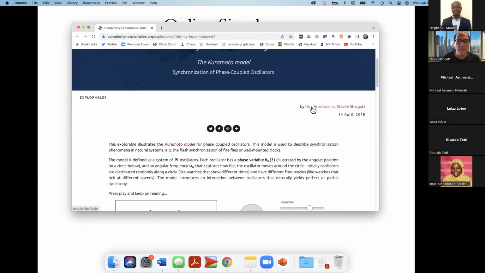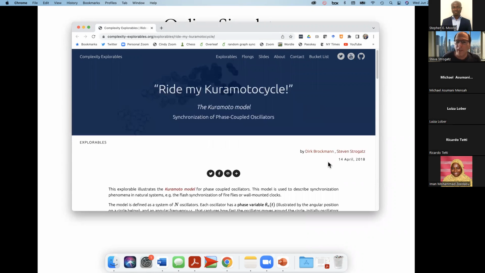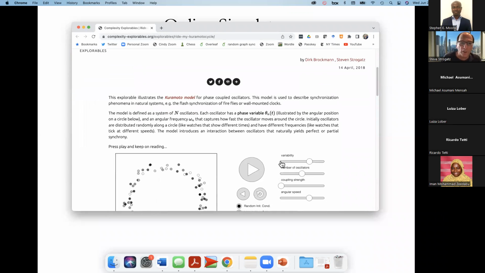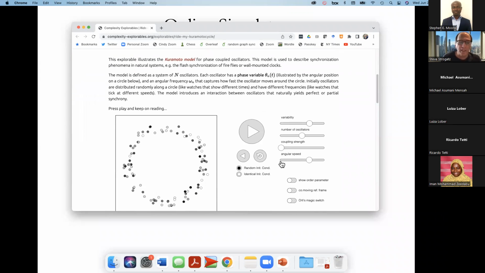Sharing my screen. Actually, I worked a little with Dirk Brockmann on this. He gave me co-authorship, which was nice, but really it's all his work. So here it is. Let me turn on some color. It's this button that says Orley's Magic Switch. And now you see a collection of dots of different colors.